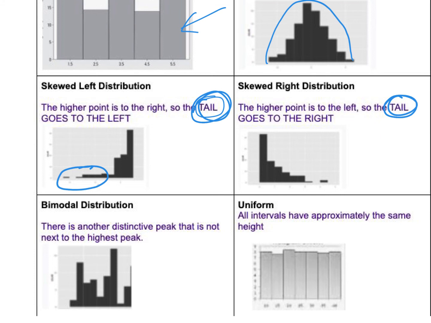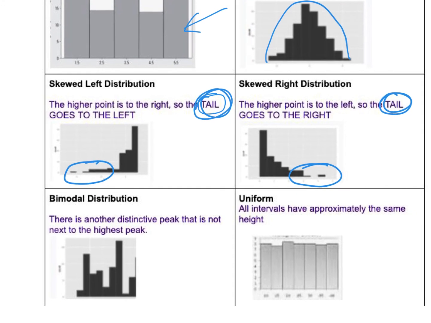Okay. Why is the other one skewed right? Because the tail goes to the right. Okay. So left is right. What'd you say? Right is left.